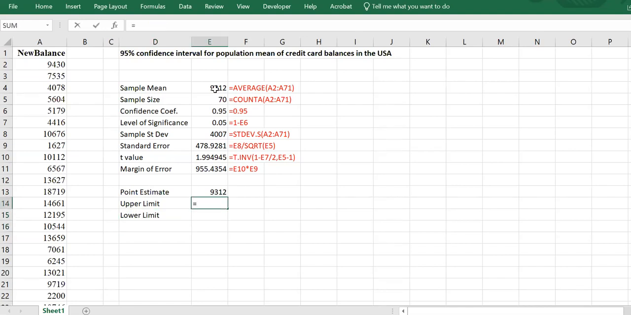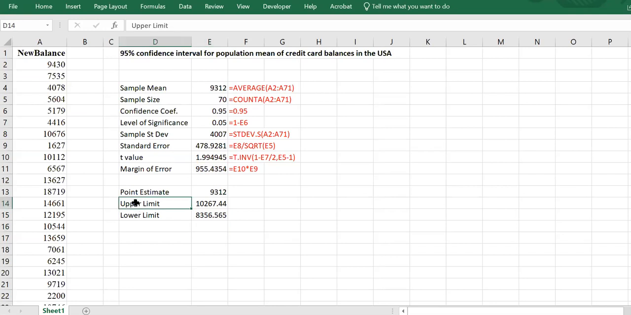Upper limit would be sample or point estimate, or sample mean, basically that's the same thing, plus margin of error. Lower limit would be point estimate minus margin of error. Now, we got the 95% confidence interval for population mean.